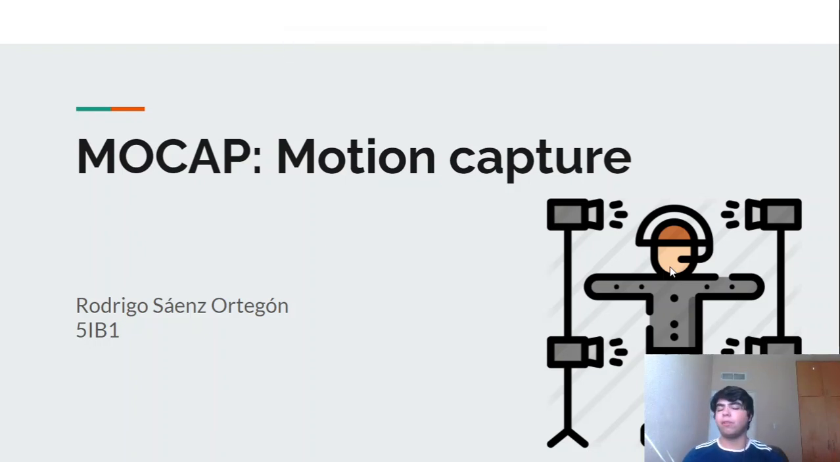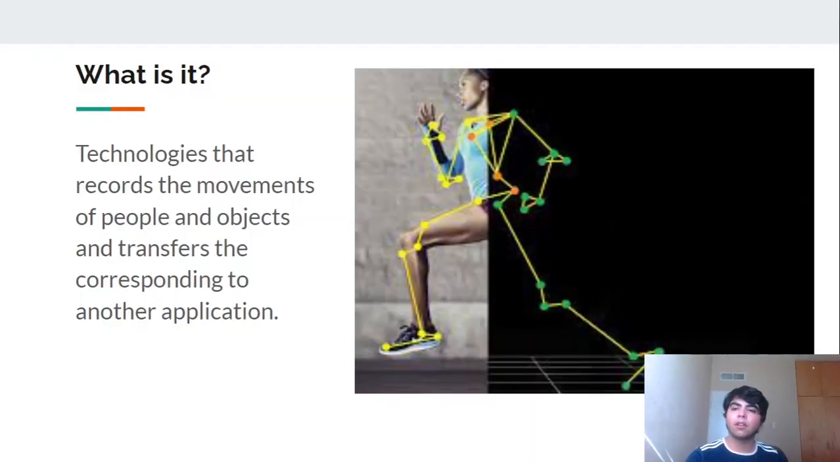This is the final project and it's about mocap, or motion capture. So, what is it? This is a technology that records the movement of people and objects and then transfers it to a corresponding application. This application gets all the information and creates a body from the special points that we are using on the person's body, and creates an image like a 3D or it can be a 2D.